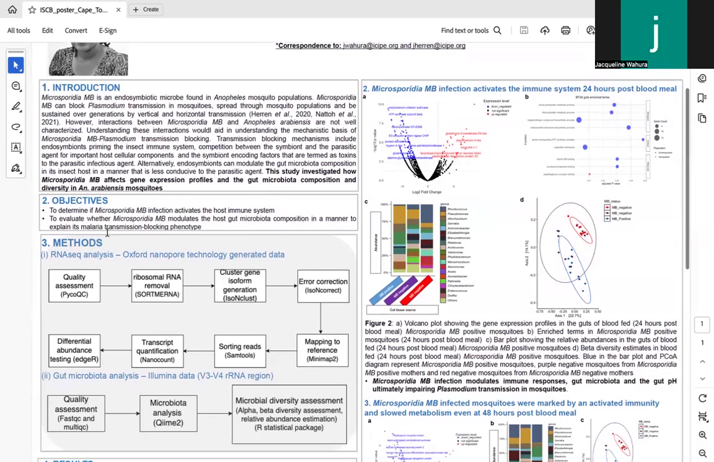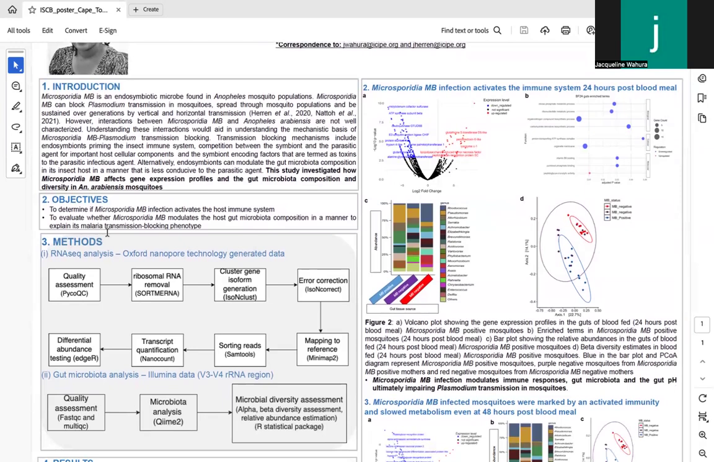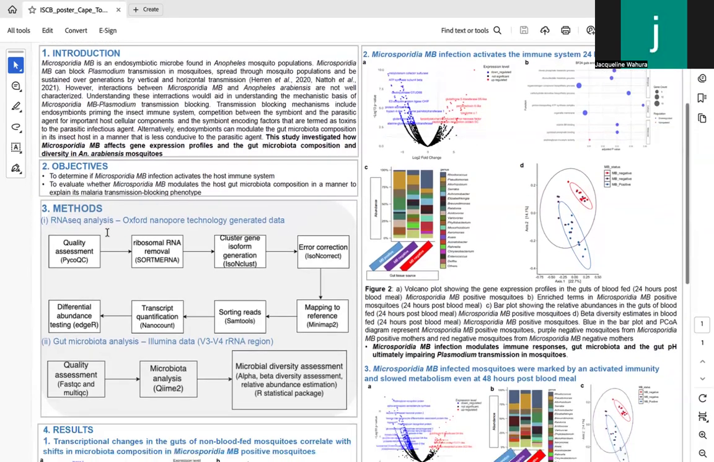In this study, we endeavored to determine whether mosquito infection with the endosymbiont activates the host immune system and whether it modulates the gut microbiota to enhance its transmission blocking phenotype, as a step towards unraveling the mechanistic basis of Plasmodium transmission blocking using this endosymbiont.